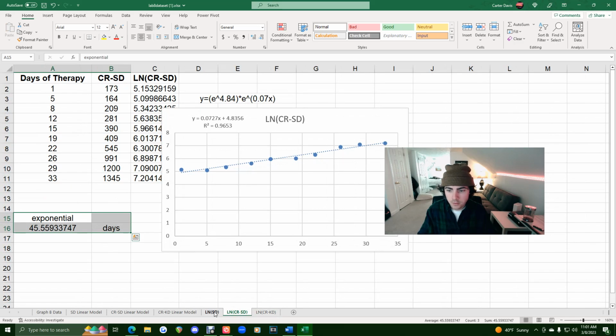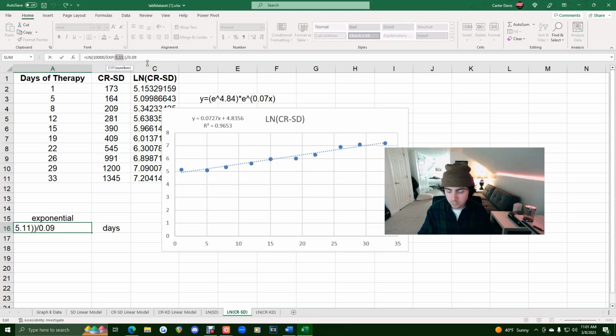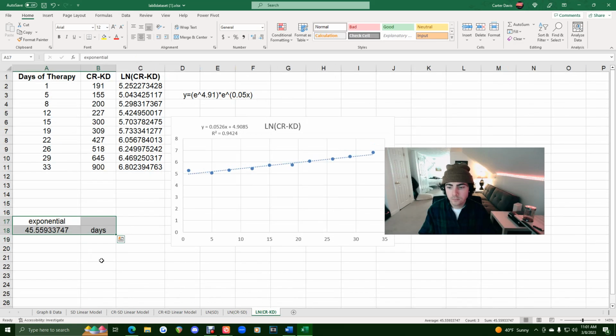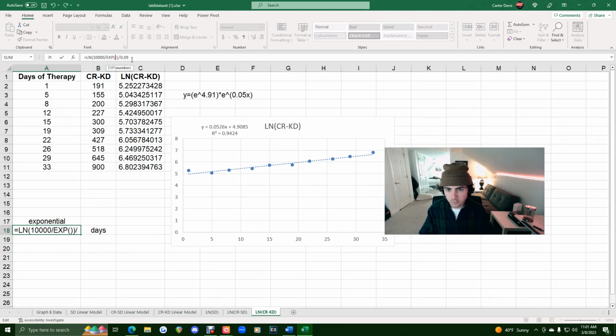All right, so let's give it a go. ln of 10,000, exp of, in this case, 4.84, and we're dividing by 0.07. Hit enter. 62 days. Go ahead and change this last one here: exp of 4.91, and then dividing by 0.05. Hit enter. We get about 86 days.